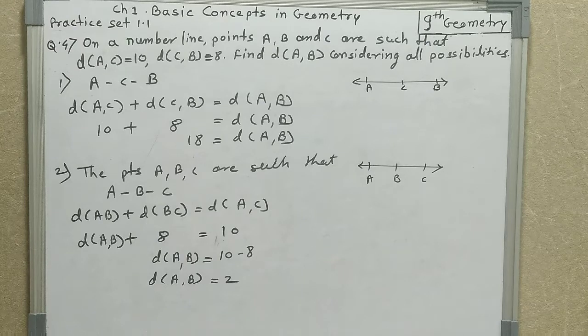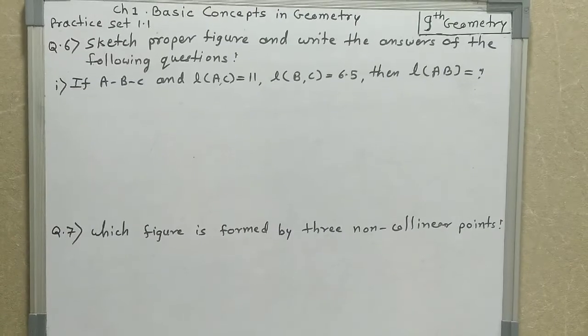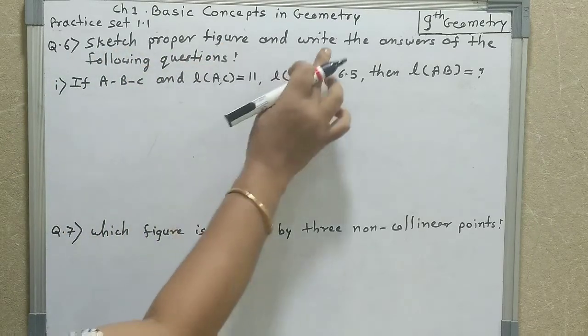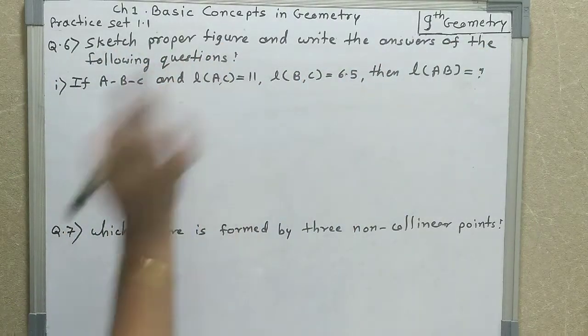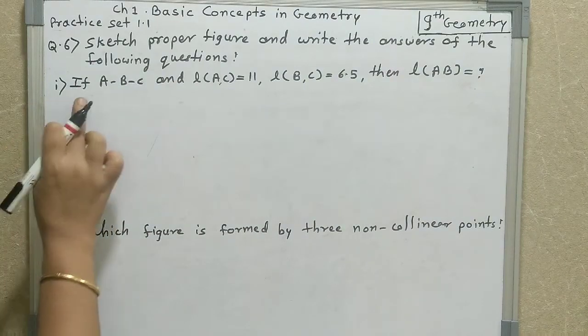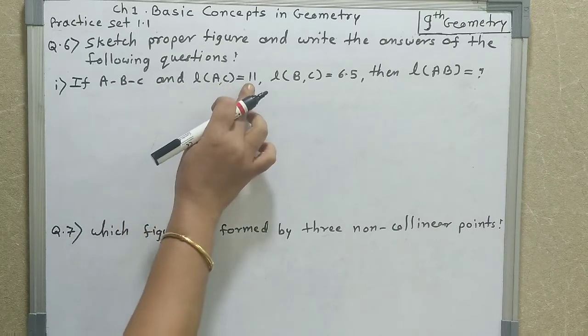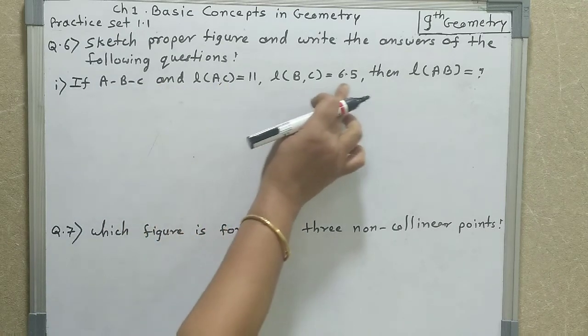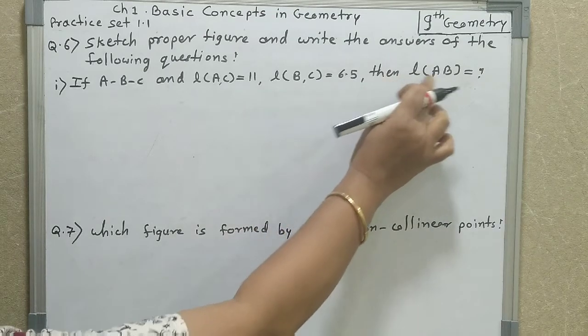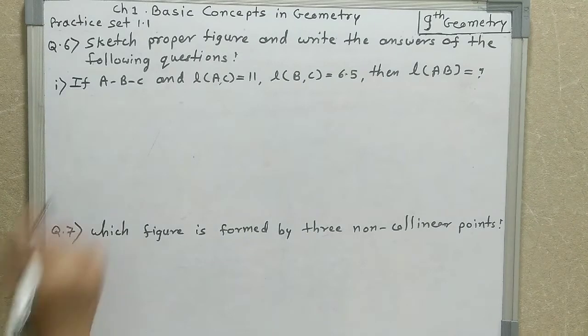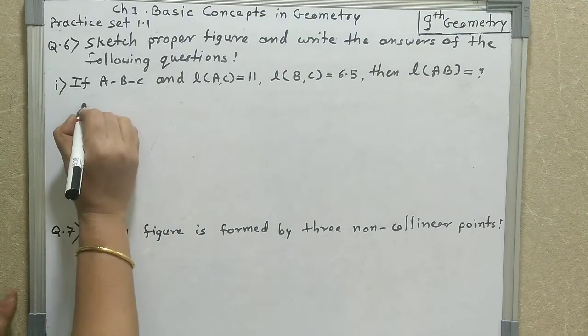Question number 5 is the same as question number 4. So we see the next question, question number 6. Sketch a proper figure and write the answer of the following questions. See the first example. If A-B-C and the length of AC is equal to 11, the length of BC is equal to 6.5, then find the length of AB. Here B is between A and C. Therefore, first we draw the figure.